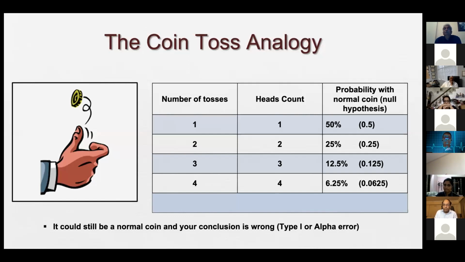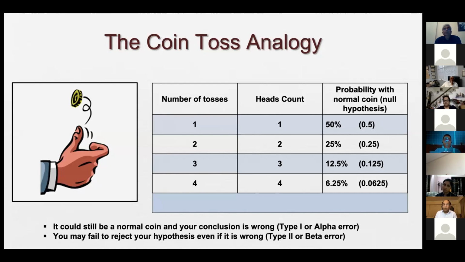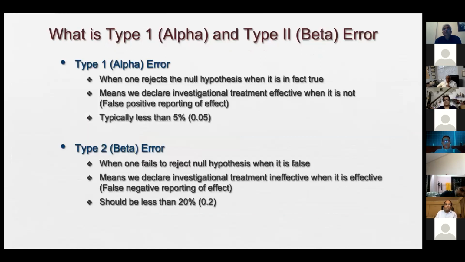Do you accept or do you reject your null hypothesis? Obviously, with the conventional methods, you're supposed to hold the null hypothesis, reject the alternative hypothesis, and declare the trial as negative. And that is called type 2 or beta error. So type 1 error is when you reject the null hypothesis when it is in fact true, which means that we declare the investigational treatment effective when it is not effective.